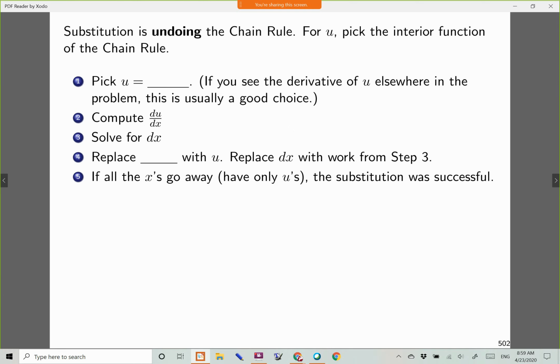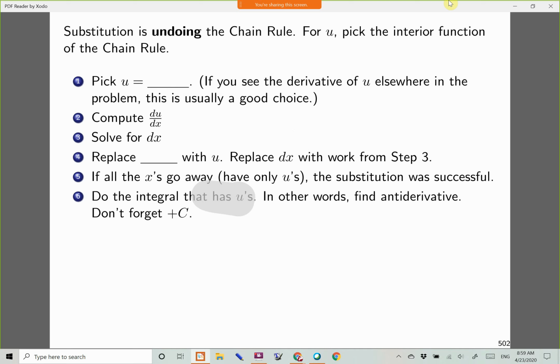But if all the x's go away, then you have this new integral problem that only has u's. The only variable would be u's, not u's and x's. So if it's just u's, take that integral that has just u's in it and do that integral. In other words, find an antiderivative. When you find that antiderivative, that's the step when you drop writing the integral sign, but don't forget the plus c.